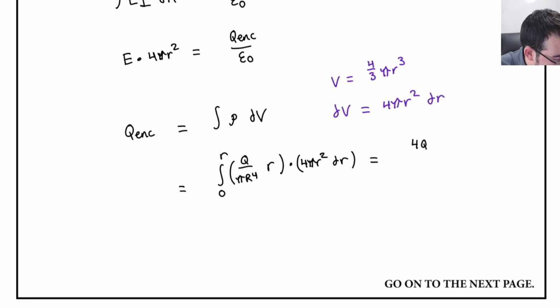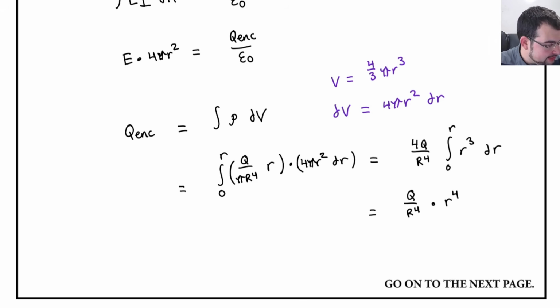So I get 4Q over big R to the 4th times the integral from 0 to little r of, I have 1r, and then I have an r squared, so that makes an r cubed. And then if we integrate that, we're just going to get r to the 4th over 4, which exactly cancels that 4. So we get Q over R to the 4th times little r to the 4th. Because again, if we evaluate this integral, this would just give us r to the 4 divided by 4 minus 0. So that's why we get that result for Q enclosed, and then we just plug in.